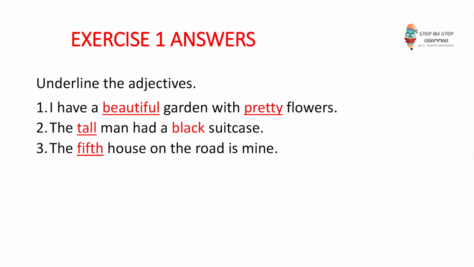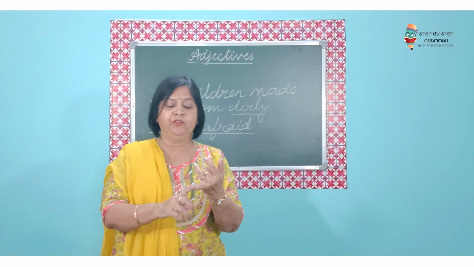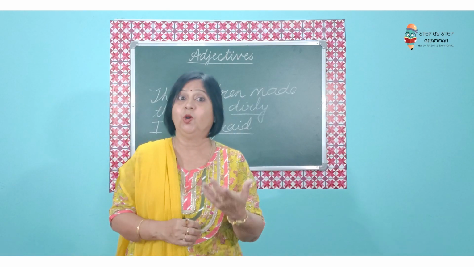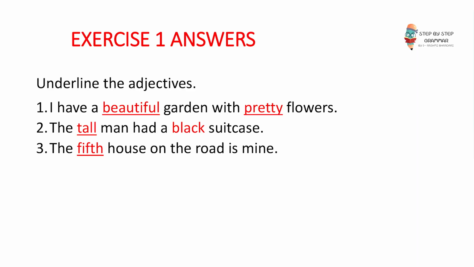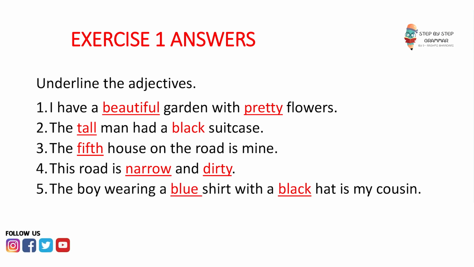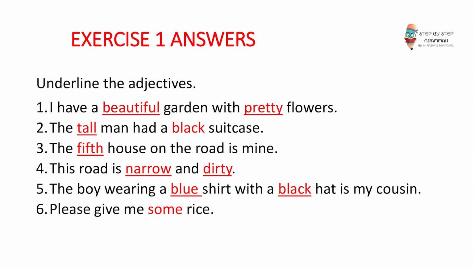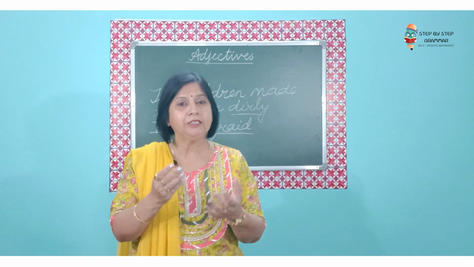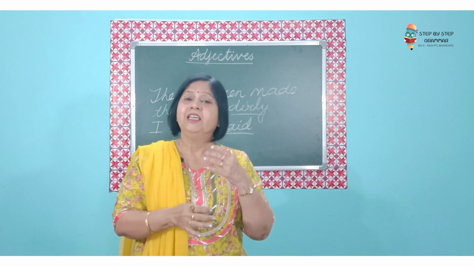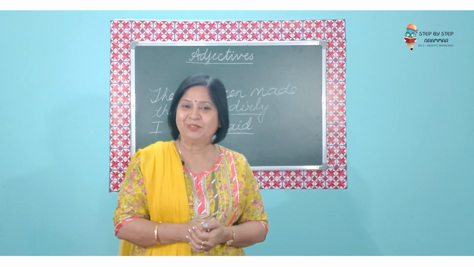Then, the fifth house on the road is mine. Fifth, first, second, third, fourth, all these are what we call ordinal numbers. They all are adjectives. Which house? Fifth house. This road is narrow and dirty. It is coming after the linking word, is. So narrow and dirty. The boy wearing a blue shirt, colors, with a black hat, again a color, is my cousin. Please give me some rice. Now some rice. Rice is the noun. Some is the adjective, that is quantity. So all quantities that we talk about, some, little, less, they all are also adjectives.